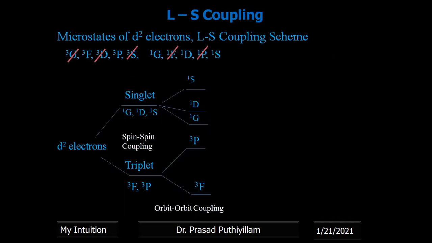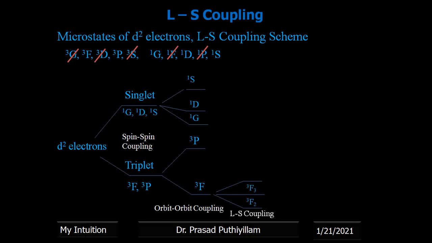Therefore, further we can arrange them in the LS coupling scheme: triplet F, which we further divide into triplet F2, triplet F3 and triplet F4. Since there are two electrons in a d orbital, whose maximum capacity is 10, half-filled means 5. So 2 is less than half-filled. Therefore, the lower the J value, the lower the energy. Therefore, triplet F2 comes first, then triplet F3 and triplet F4.